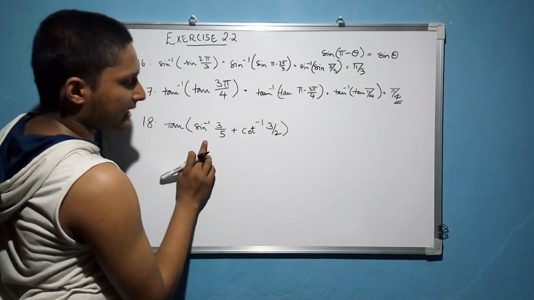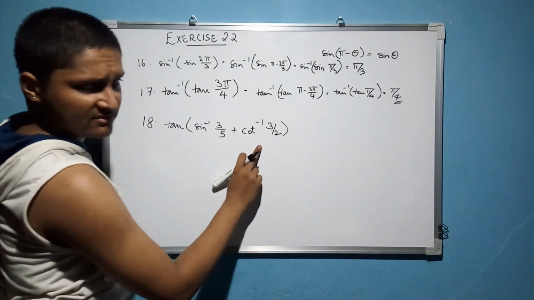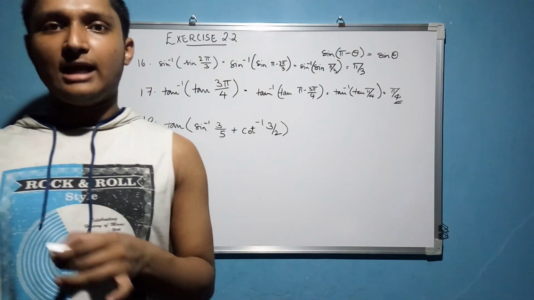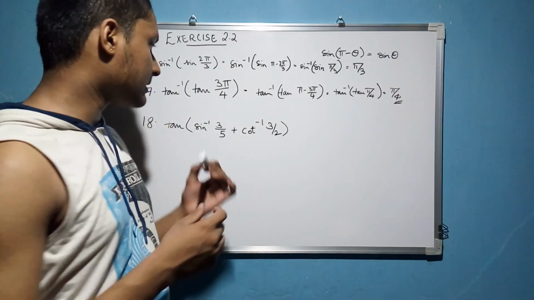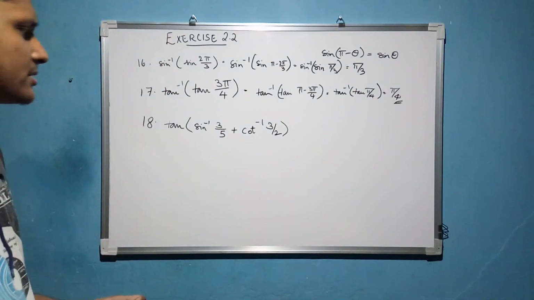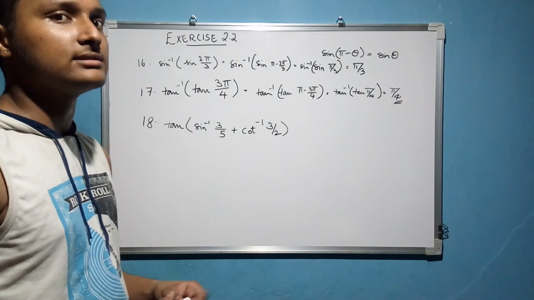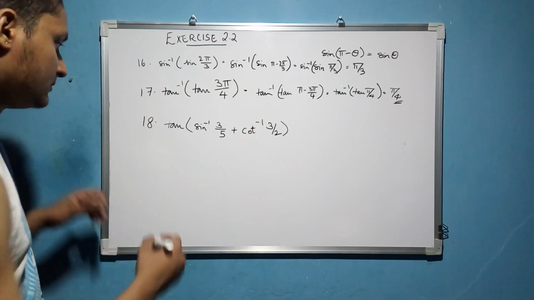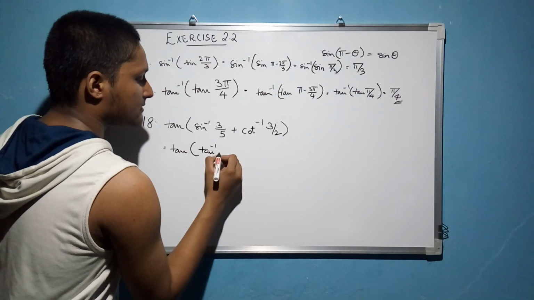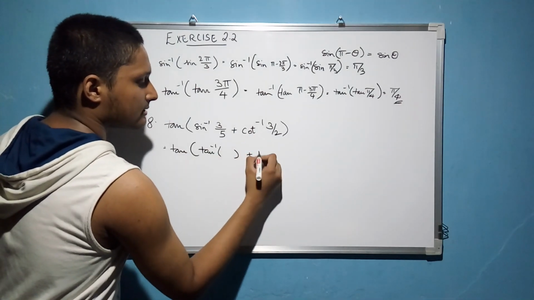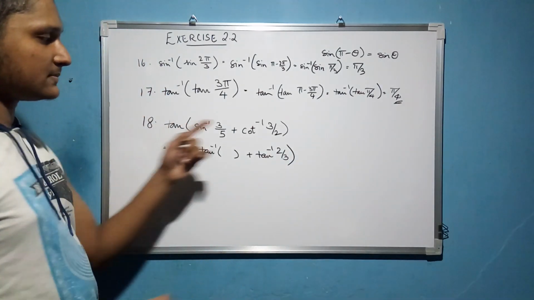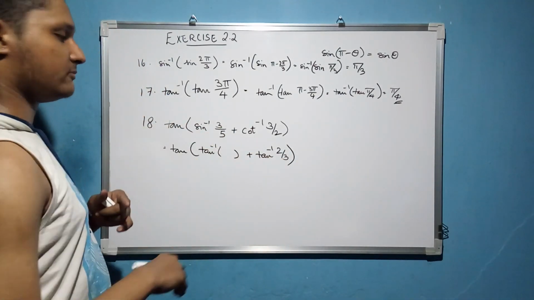Here it is tan of sine inverse 3 by 5 plus cot inverse 3 by 2. I only know the identities for tan inverse x plus tan inverse y. But I have here sine inverse and cot inverse and so many things like this, so I'll convert this into tan inverse. That's an easier one, I think. So let it be tan of tan inverse of something, and this is tan inverse of 2 by 3, because it is positive, I can write it to be the reciprocal of that.